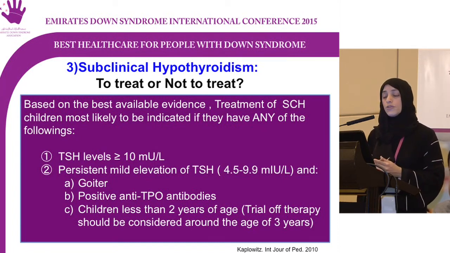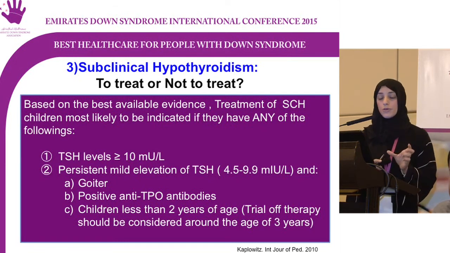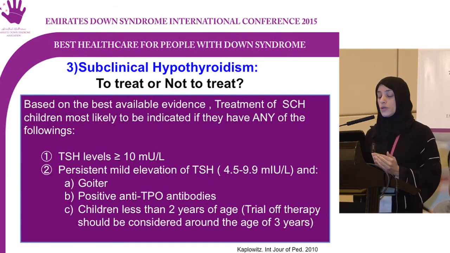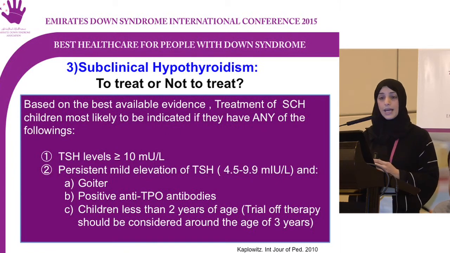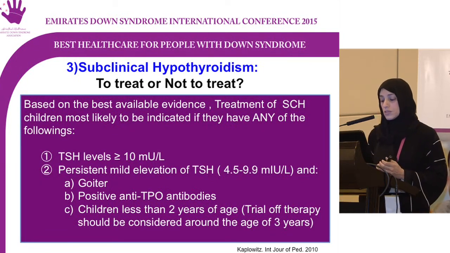And for kids who are less than 2 years of age, and why is that? Because this is the most important period where the child's neurodevelopment is happening, and you don't want to sacrifice the treatment, knowing that it has no side effect. But you have to counsel the family that the trial of therapy should be considered around the age of 3 years.